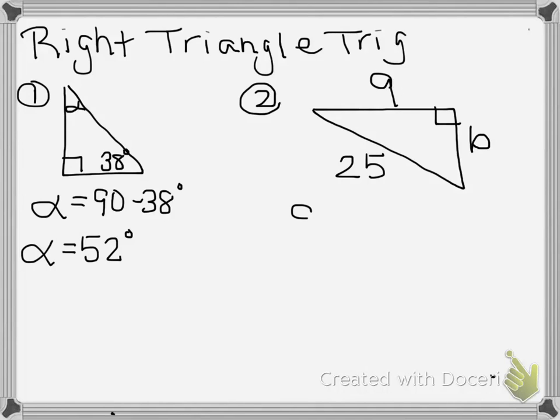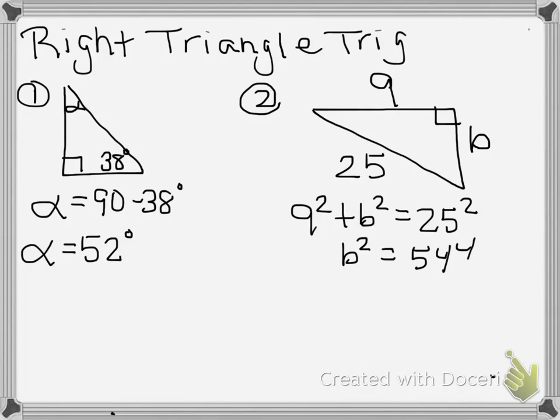That tells me that 9 squared plus b squared equals 25 squared, or that b squared equals 544. And we're going to take the square root of that, but you're not going to leave it as the square root of 544. You're going to simplify it and get 4 root 34. Hopefully we're feeling comfortable with examples 1 and 2.